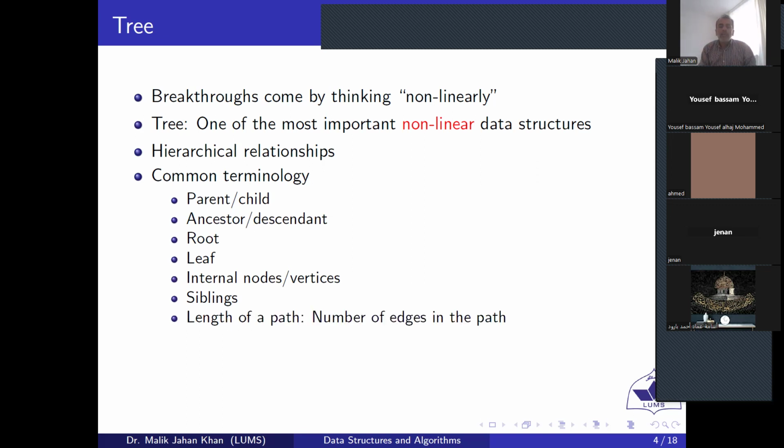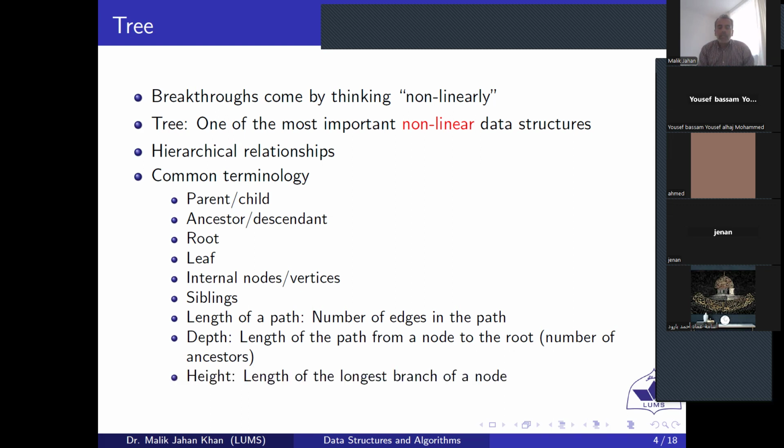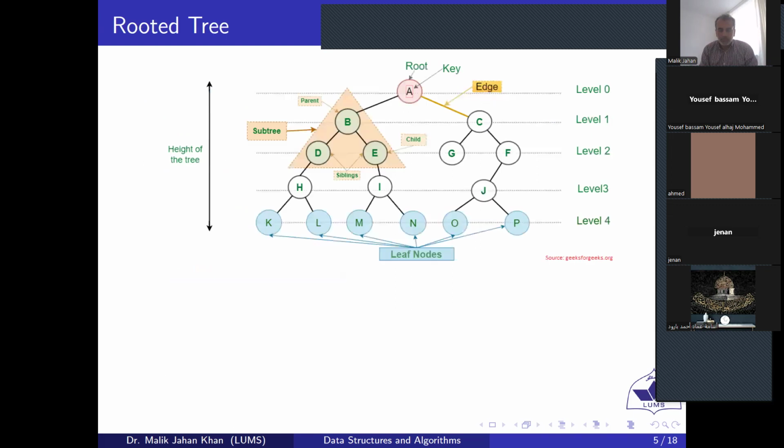The length of a path is the number of edges in the path. Then we talked about depth. Depth is the length of the path from a node to the root node. Height is another term which we very frequently use in trees. We'll be using it in our discussions of the complexity of different algorithms which we'll study about trees. Height is the length of the longest branch of a node.